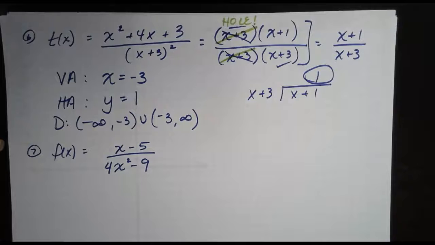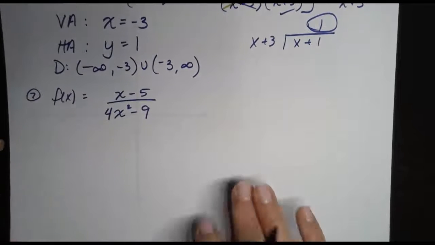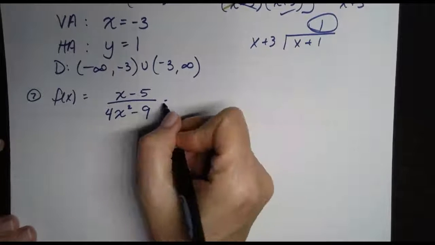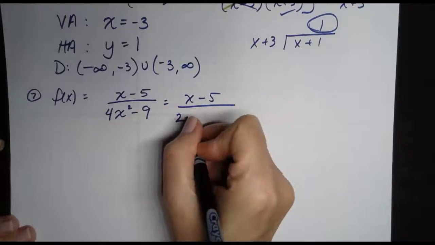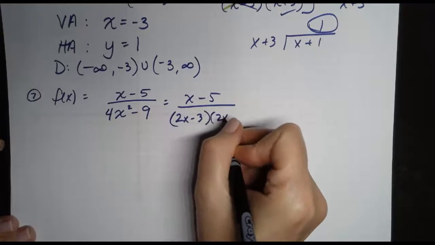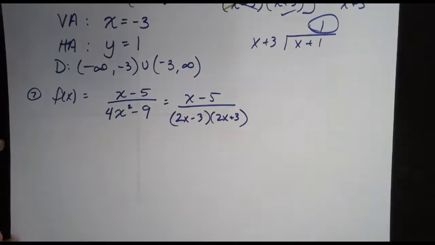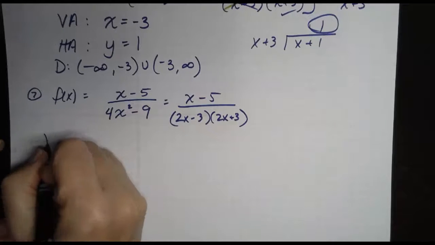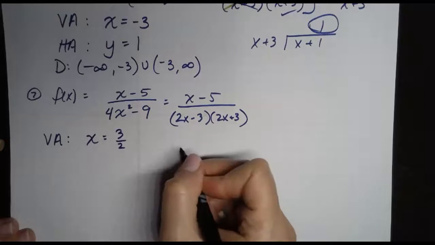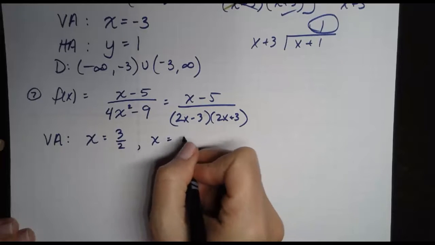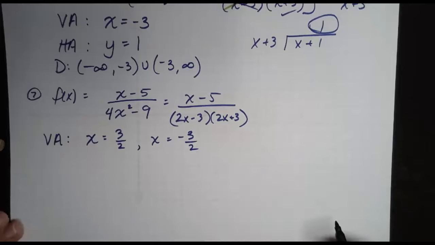I'm going to do a problem on another video that just tells you how to find the hole. Okay, lastly, f of x equals x minus 5 over 4x squared minus 9. Can we factor this denominator? Yes, we can. x minus 5 over 2x minus 3 times 2x plus 3. Nothing cancels. So we do have two vertical asymptotes. Vertical asymptote at positive 3 over 2 and a vertical asymptote at -3 over 2.